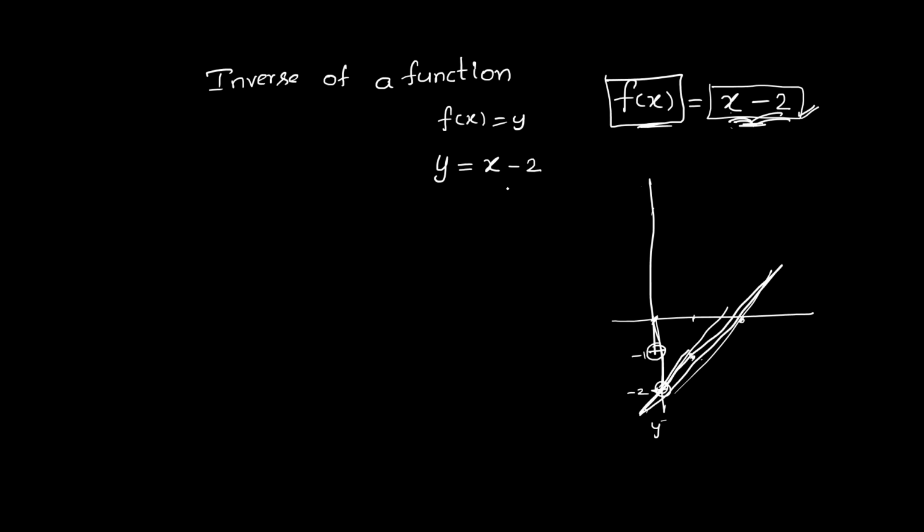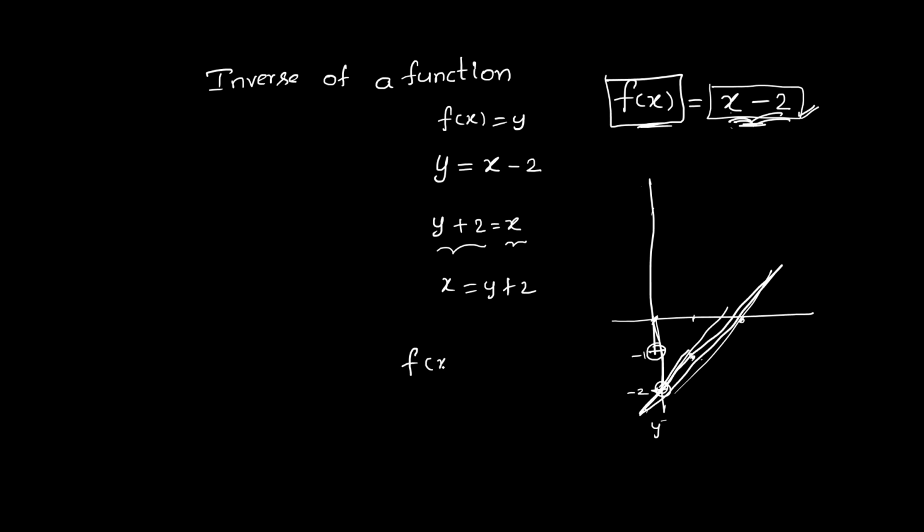If y is equal to x minus 2, then write the equation for x. So minus 2, if it comes to this side, it will become plus 2. Y plus 2 is equal to x. That means x is equal to y plus 2, right? And this is the inverse of the function. How? I'll explain why.